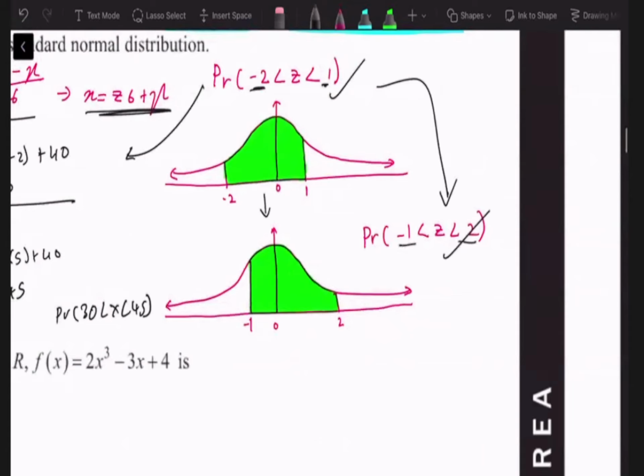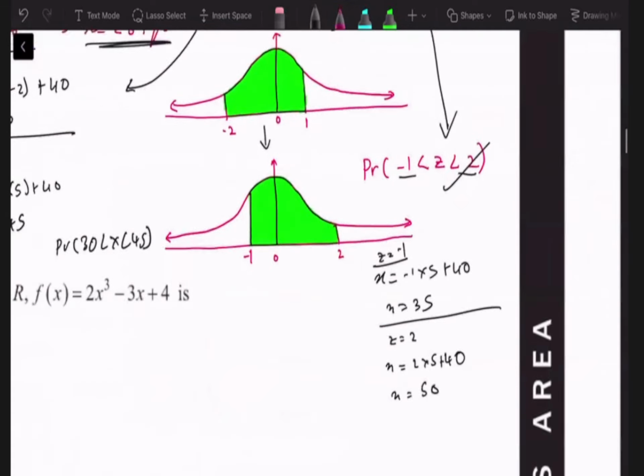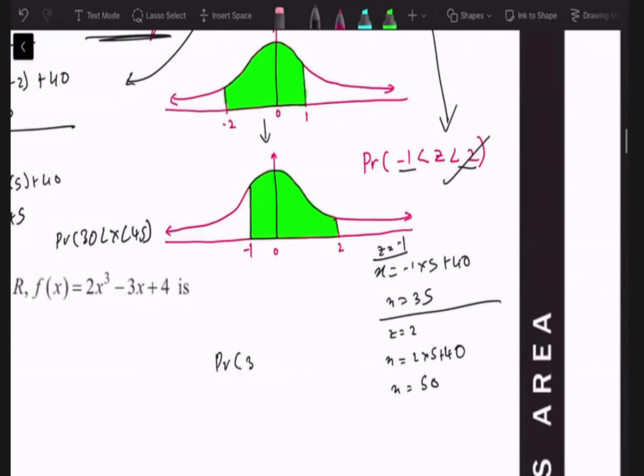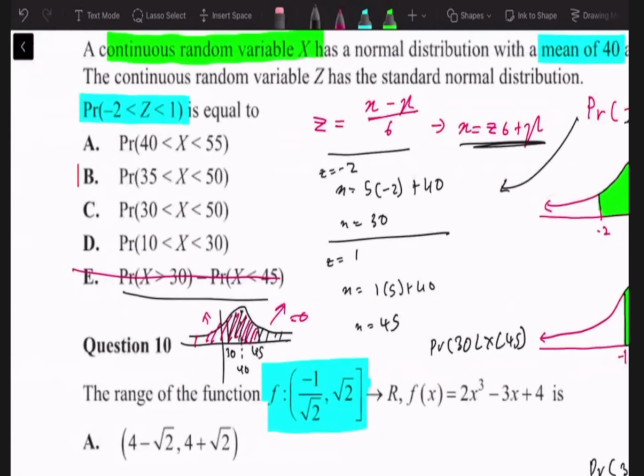So we'll do the same thing with the z values. When z is -1, x is -1 times 5 plus 40, so x is 35. And when z is 2, x is 2 times 5 plus 40, so x is 50. So now we're looking for the probability x is between 35 and 50. And we do have an answer for that one, and that's B.